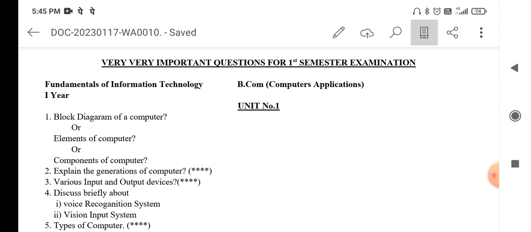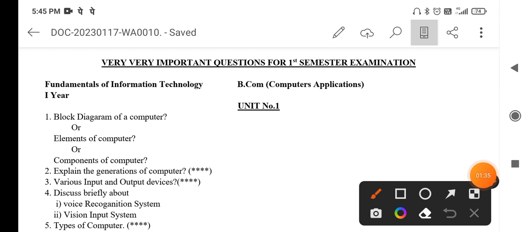Next, question number 3, we have to write about the various input and output devices. What is the meaning of input device? First you have to explain the input device definition. You may have n number of input devices, just choose whichever input devices you feel comfortable with. Minimum 6 to 7 is more than enough. For output devices also, if you write 3 to 4 output devices, it is more than enough.